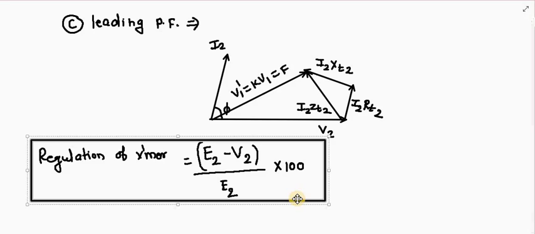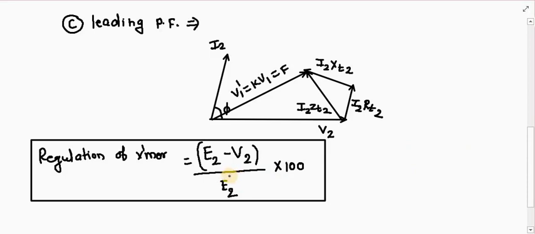Normally the regulation is expressed as a percentage of the no load secondary terminal voltage. What is the no load secondary terminal voltage? E2. So the numerical difference of the terminal voltage from no load to full load I have expressed with respect to the no load secondary terminal voltage, that is nothing but E2, and it is multiplied by 100 so that I will get the regulation in percentage.